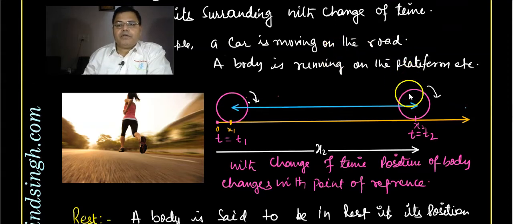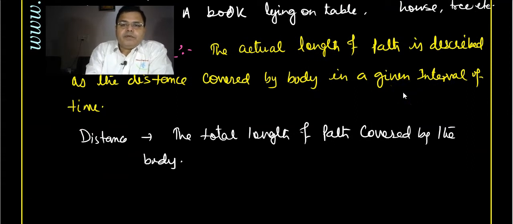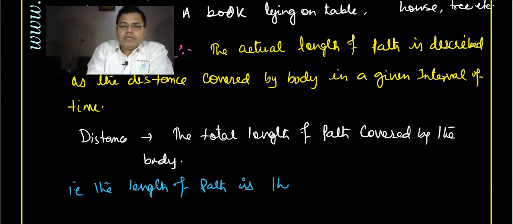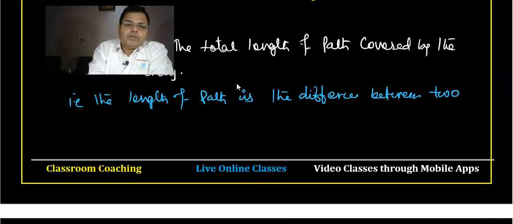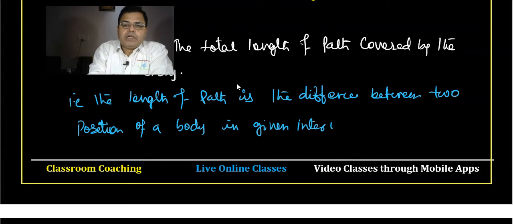So the length of path is the difference between two positions. That is the length of path. It is the difference between two positions of a body in a given interval of time. So in the above example, we can say the length of path is what?